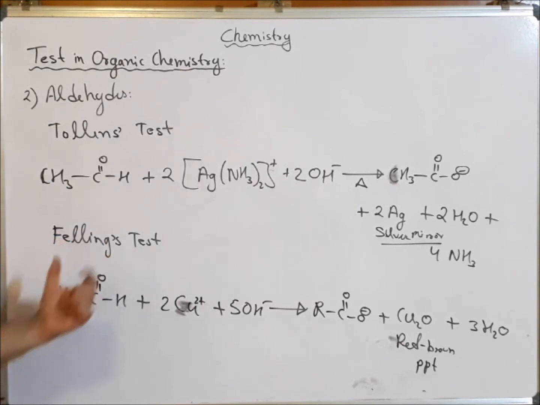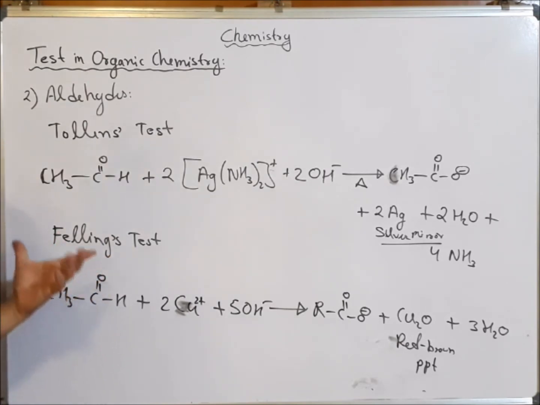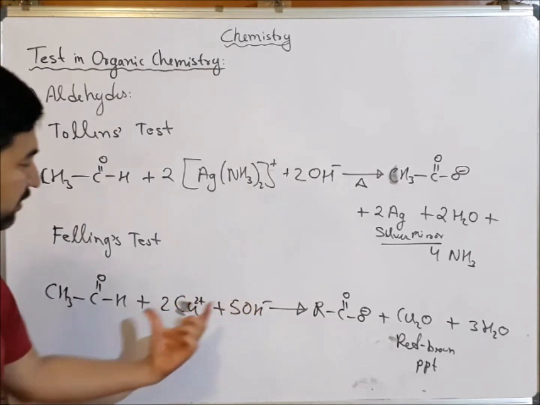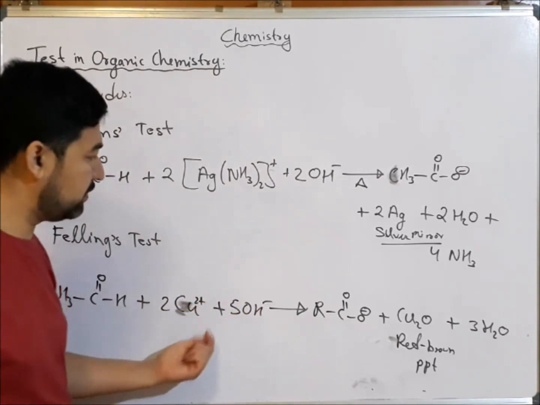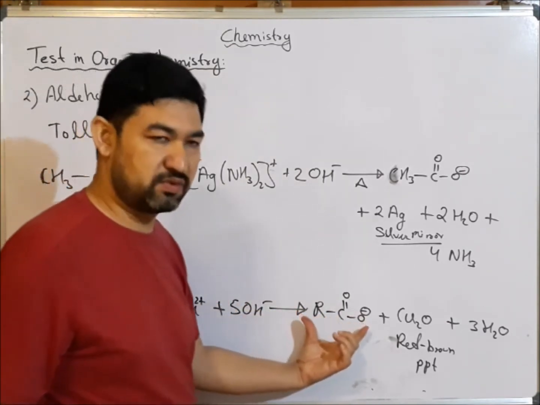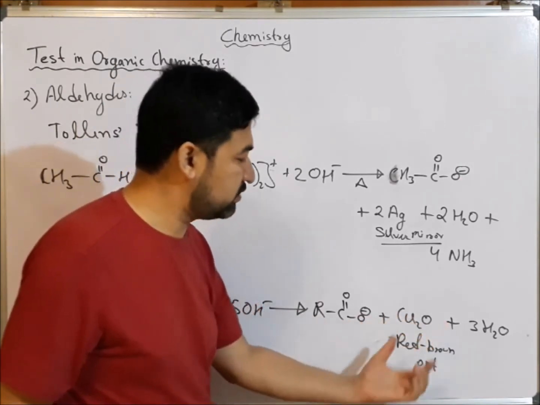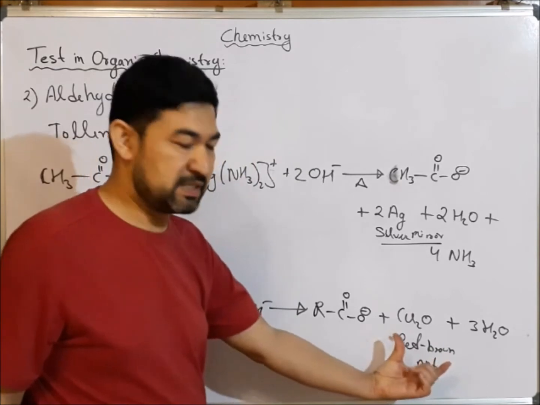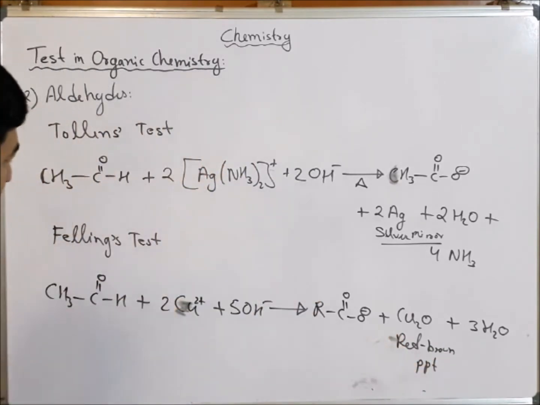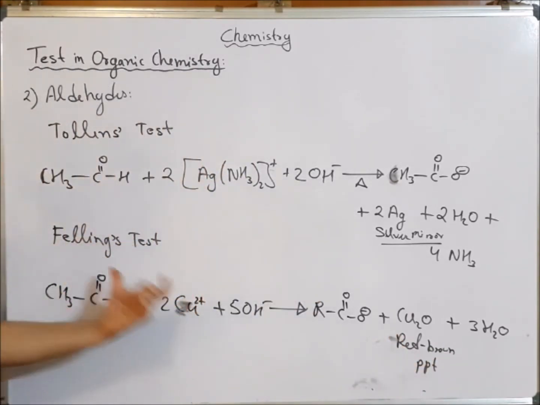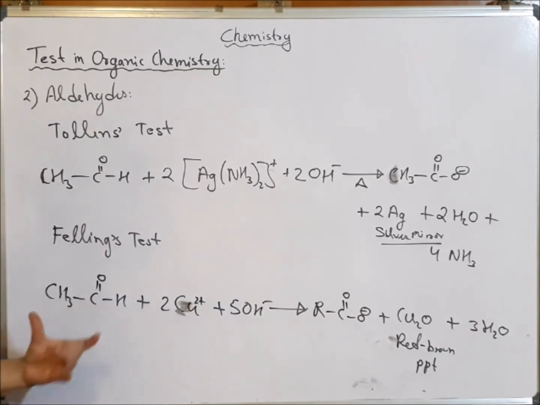In the case of Fehling test, the reaction is like this. When aldehydes react with this mixture of Fehling A and Fehling B, it gives a carboxylic acid and Cu2O. So it forms a reddish brown precipitate. If the reddish brown precipitate appears after adding the Fehling reagent, then we can say that it is an aldehyde.